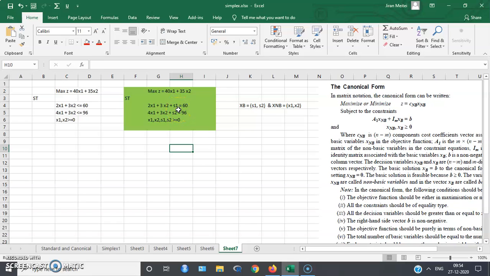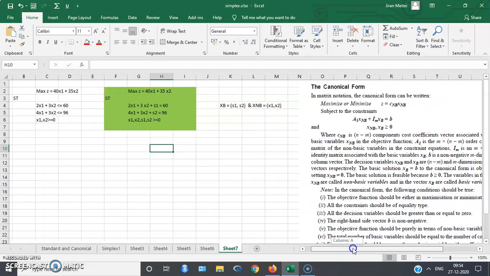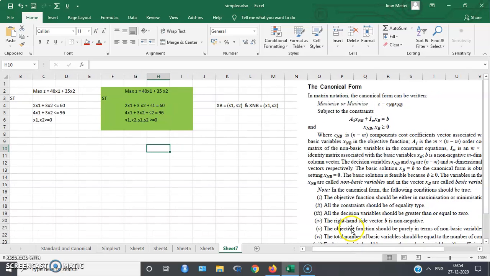So the number of basic variables should also be equal to 2. S1 and S2 are the basic variables then. So the moment you say S1 and S2 are basic variables, the remaining variables of the problem, which are X1 and X2, should fall into non-basic variables. So the variables have now been partitioned into basic and non-basic. Now the objective function should be purely in terms of the non-basic variables.